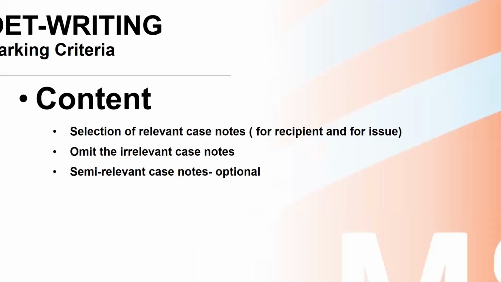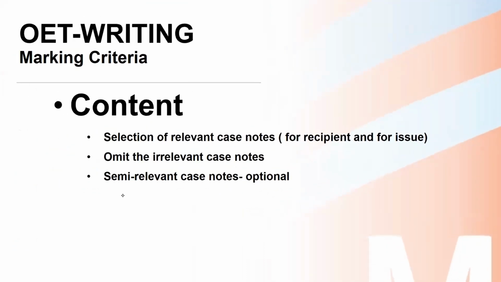Accordingly, the second criterion is your selection of the case notes. So what is the selection of the case notes? It's the relevant selection, relevant with reference to the recipient and relevant with reference to the issue. Always keep one thing in mind: you should not write irrelevant things. We have to omit the irrelevant details. Semi-relevant case notes are optional. Semi-relevant might be something related to the recipient but not related to the issue. That is called semi-relevant information, right?